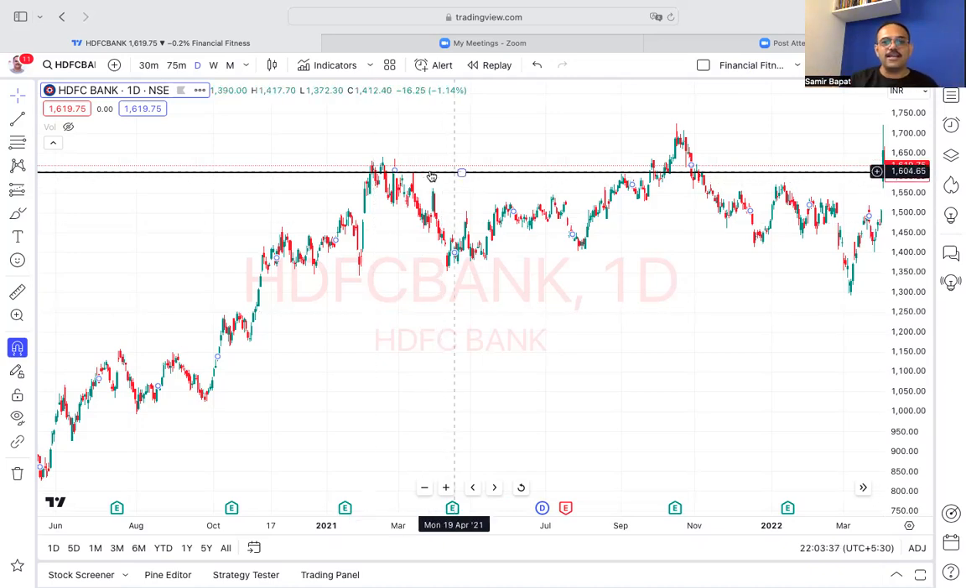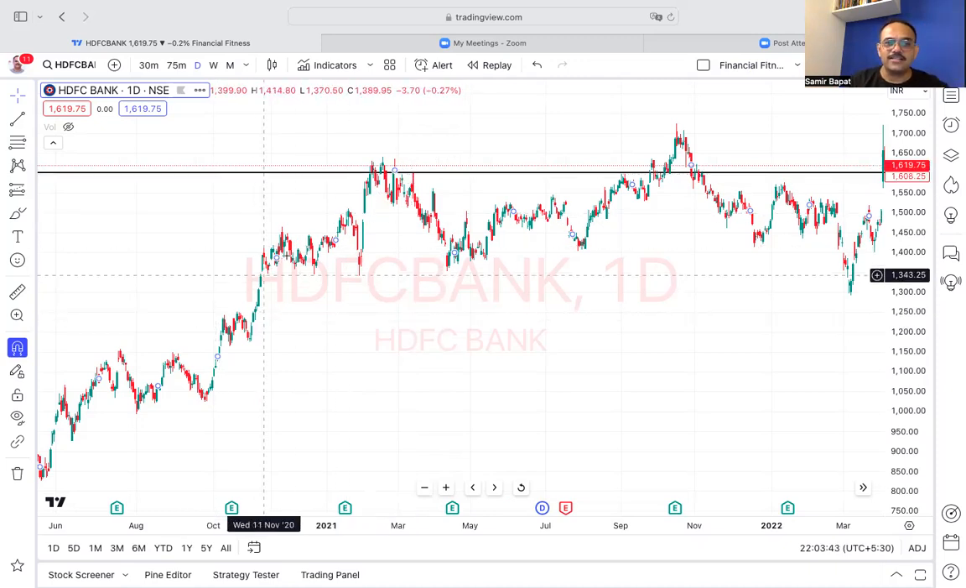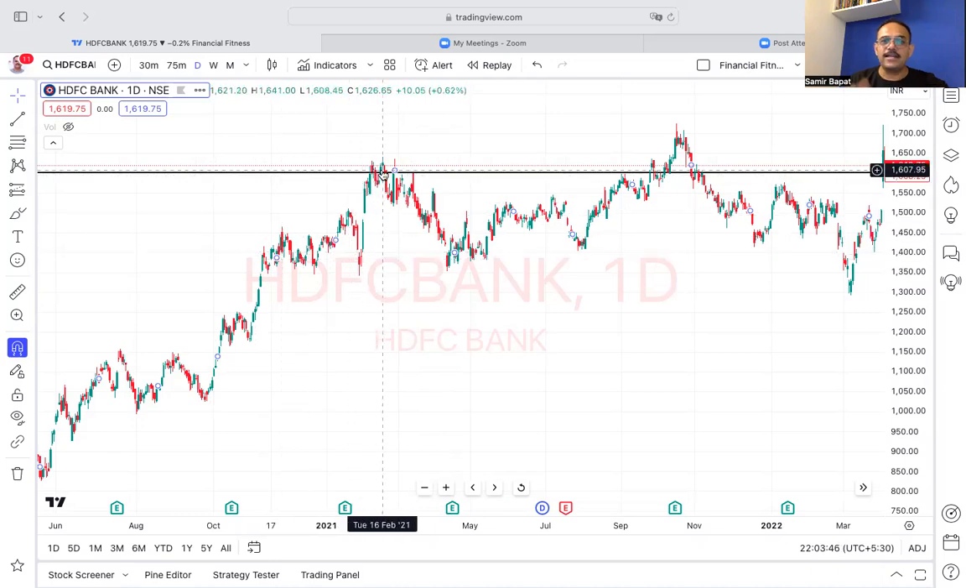So ceiling or floor is same, depends from which direction you are seeing. See, if the price is going here, it hit the ceiling, correct? तो ये हो गया resistance. It cannot go up. It has to break the ceiling.